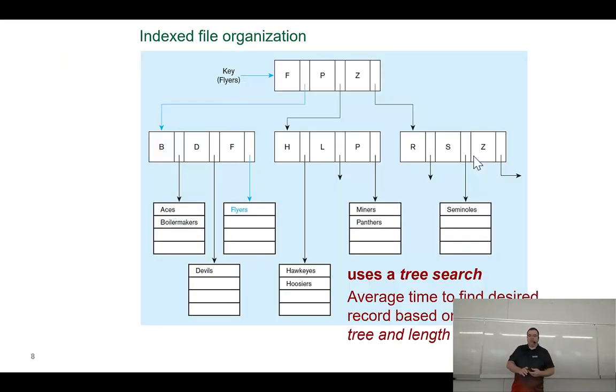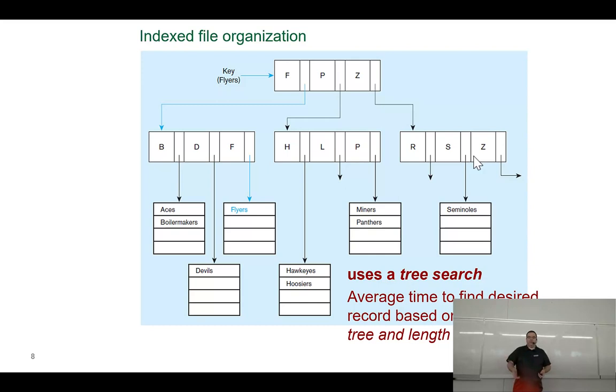All right, to give you a better idea of how the tree works, let's just say we have an index, and it's also on name, this one being the names of sports teams. And the first layer might be divided as F, P, and Z. Under that, it'll break down B to F, H to P, R to Z, because that's literally the values we have. And then after that, you'll actually have the separate values stored in each of those ranges.